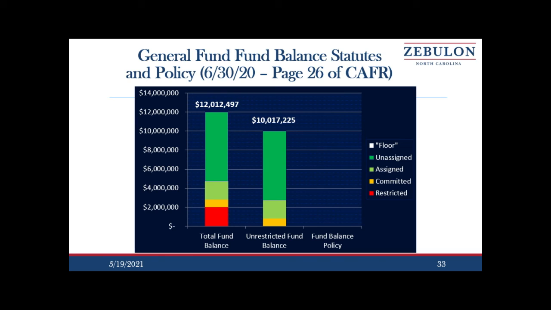The assigned portion is the lighter green. That's the $1.9 million that was appropriated in the FY21 original budget. And then the unassigned portion is free of any other restrictions or commitments. That was almost $7.3 million. Our policy is that it must be 50% of projected expenditures. Well, 50% of our original FY21 budget was the $6,777,000 that you see there.